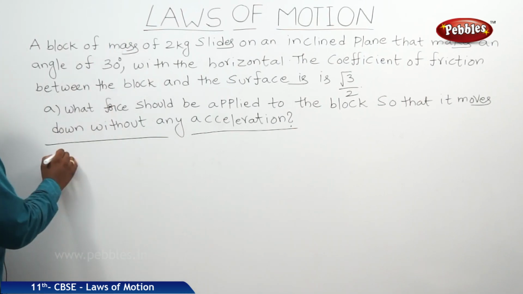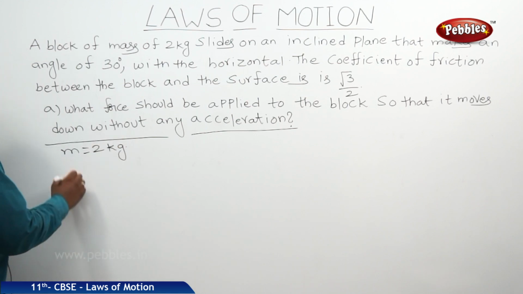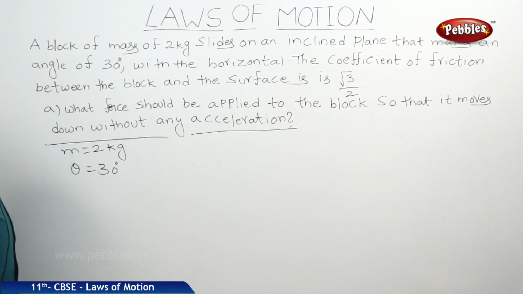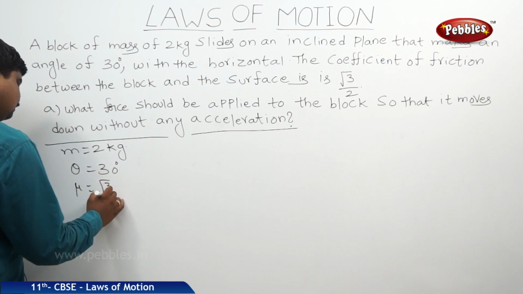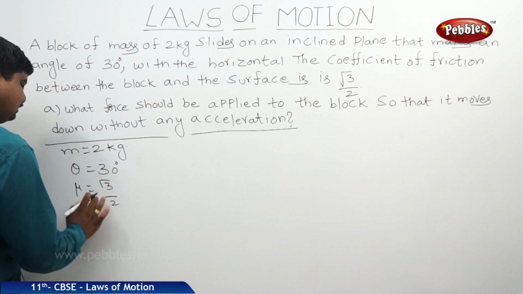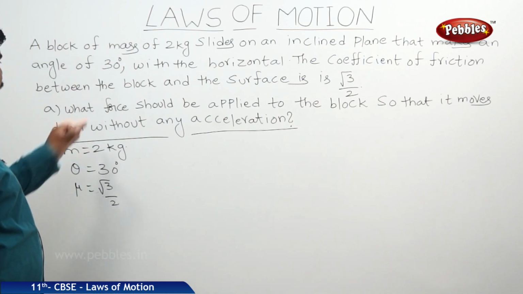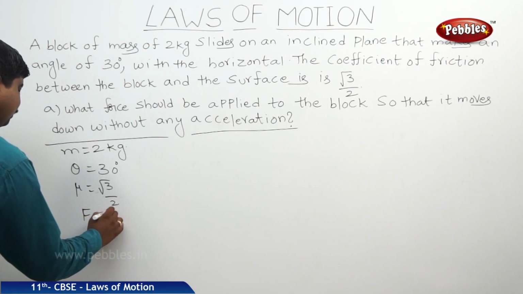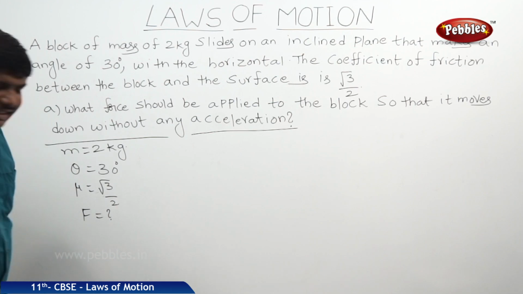So mass of the body is 2 kg. It is in the SI system, no need to change. Angle of inclination is 30 degrees, where the coefficient of friction mu is root 3 by 2. So we should find out what is the force required to be applied on the body so the block moves without any acceleration.